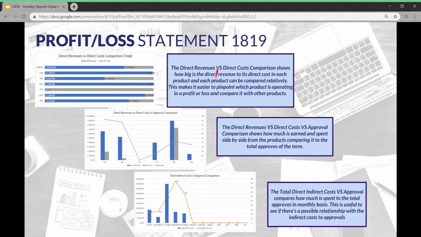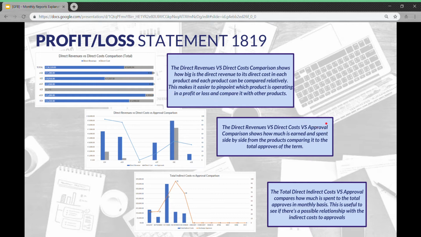Now, direct revenues versus direct cost comparison, the one here, shows how big the direct revenue is to its direct cost in each product. This makes it easier to pinpoint which product is operating in a profit or loss and compare it with other products for the whole term. So as you can see, if the blue line, which is the revenue, is bigger, then that means there's more revenue happening for that specific product. Meanwhile, if the gray line is bigger, that means there's more cost happening for that product.